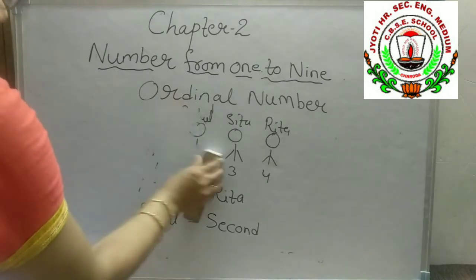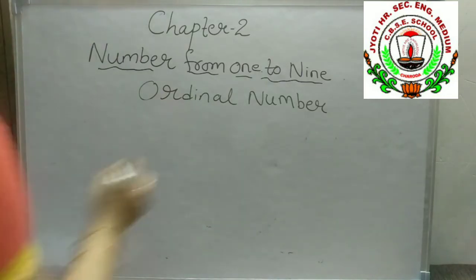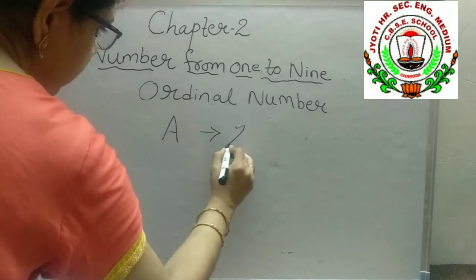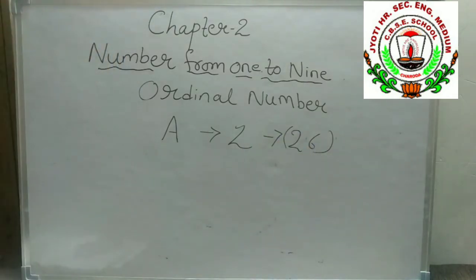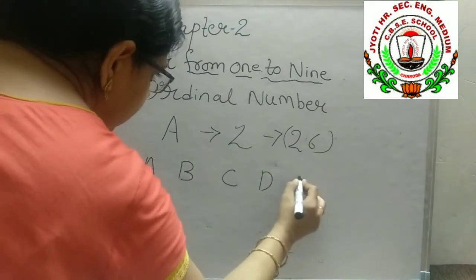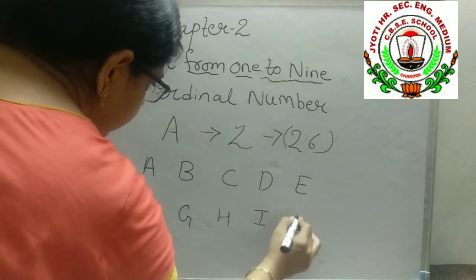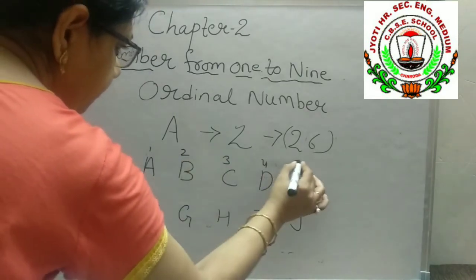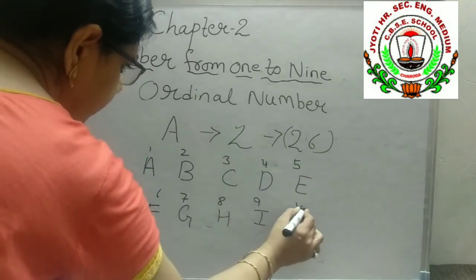Student, all of you know your English alphabet. How many alphabets are there in English, from A to Z? It is 26. Suppose I am writing only a few. A, B, C, D, E, F, G, H, I, J. So 1, 2, 3, 4, 5, 6, 7, 8, 9 and 10.